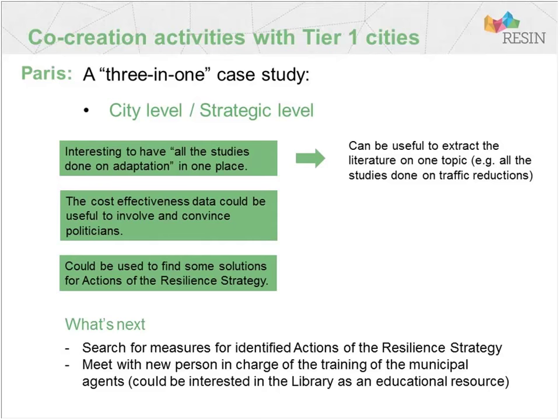And also, they think it can be useful for them to detect additional solutions that can be in line with the actions of the resilience strategy they already have in Paris. So they need to further develop the actions of the resilience strategy, and they think that they can use the library to extract some information which can be useful to develop further the actions of this strategy.